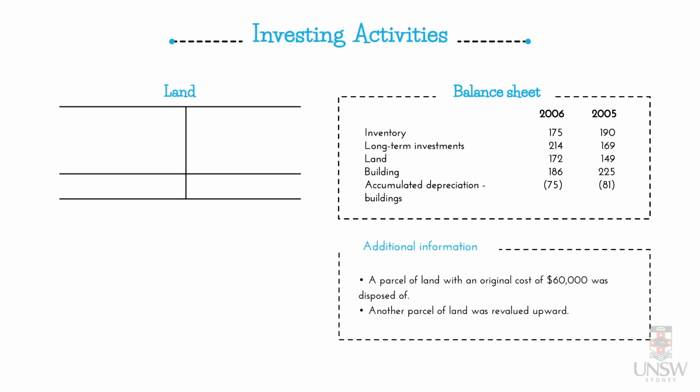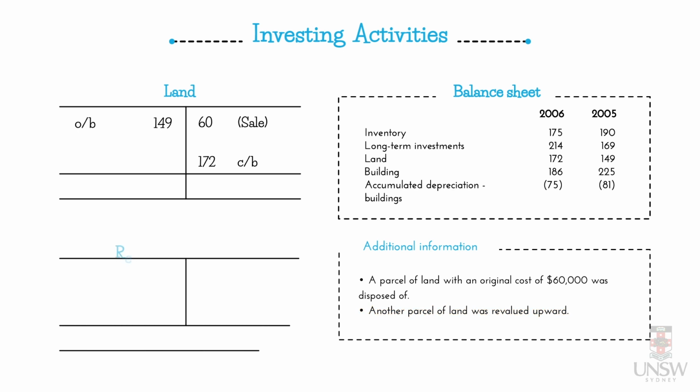So we set up the land T account, we put in the opening balance from the balance sheet of 149. We put the closing balance on the credit side, 172. Then on the credit side, we're going to have the write down due to the sale. So we put the 60, which is that original cost of the land disposed of. We can also put in that revaluation. And so we're told that some land was revalued.